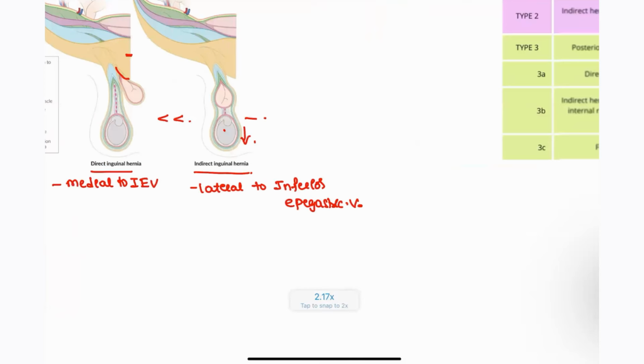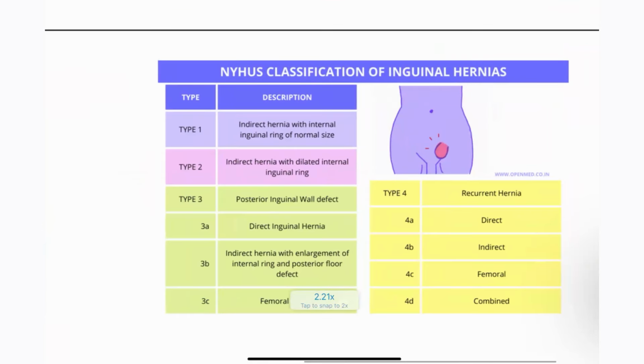Next, you also have the classification here. This is the New York classification for the inguinal hernia. How are you going to see it? Type 1 is an indirect hernia with the inguinal ring of normal size. Next, type 2 is an indirect hernia that shows a dilated internal inguinal ring. This is the presentation. Type 3 is the posterior inguinal wall.